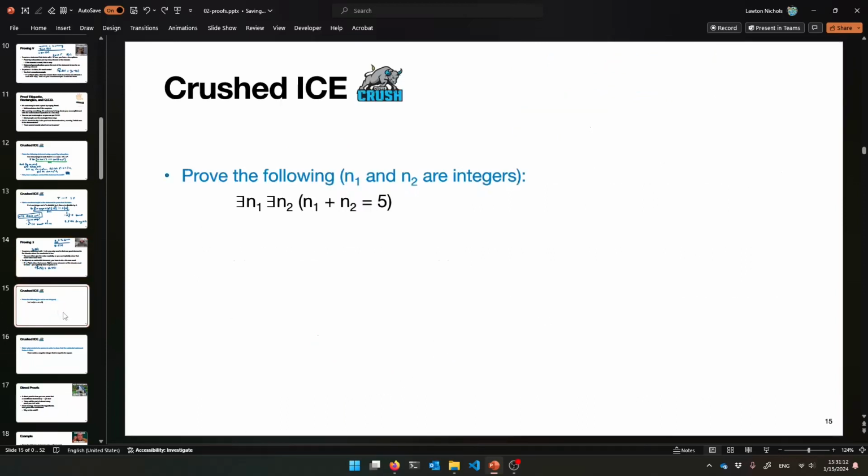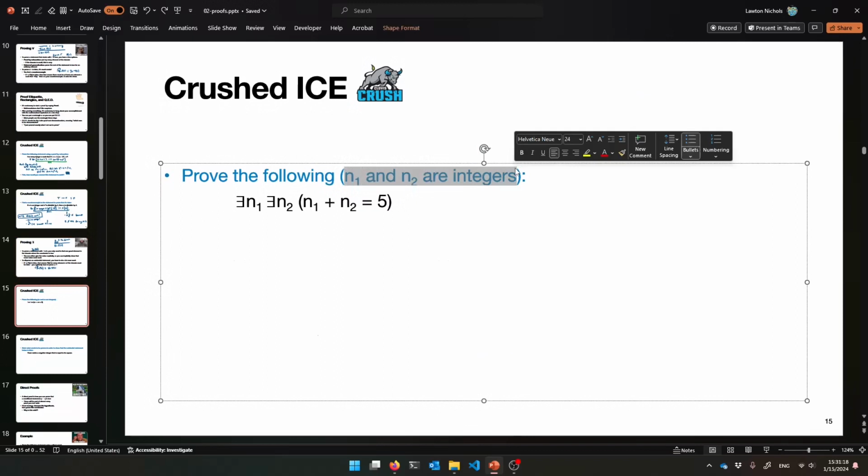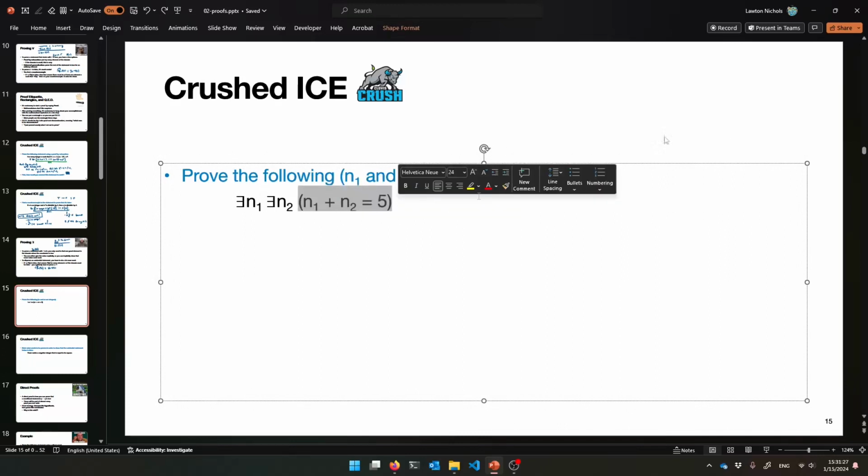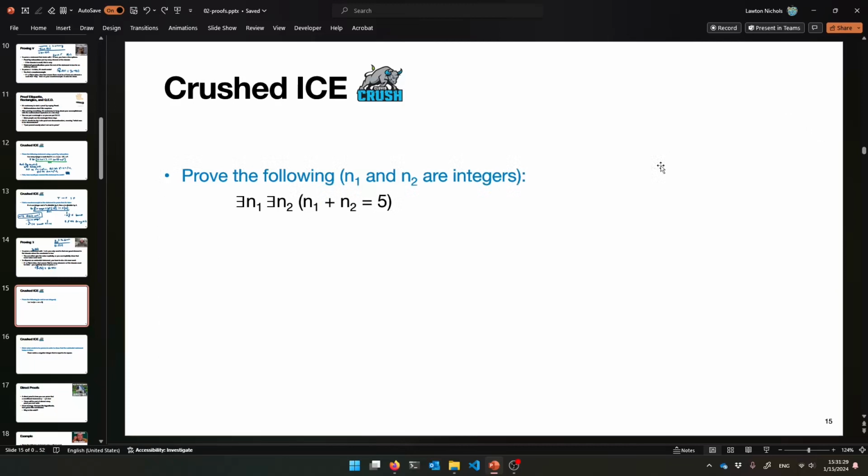And now I have some more questions. Please try this yourself. So prove this. Assume that the domain of these variables involved are integers. Show that there exists an n1 and there exists an n2 such that n1 plus n2 is equal to 5. Okay? Does that sound good to you? So this is easy. There's infinitely many proofs, but you try it.